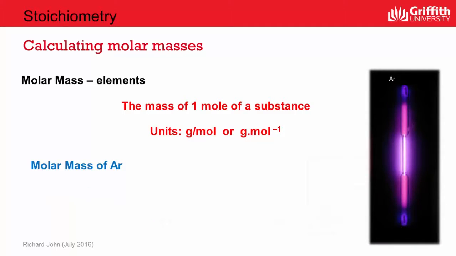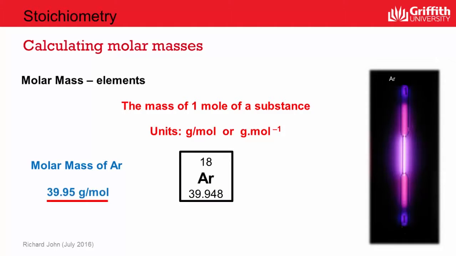Similarly, for another element, the argon atom, we'll look up argon on the periodic table and we'll see that its atomic mass is 39.948 atomic mass units, so we can write its molar mass down directly from there to 4 significant figures. We would write it down as 39.95 grams per mole. And again, the mass of 1 mole of argon is 39.95 grams.